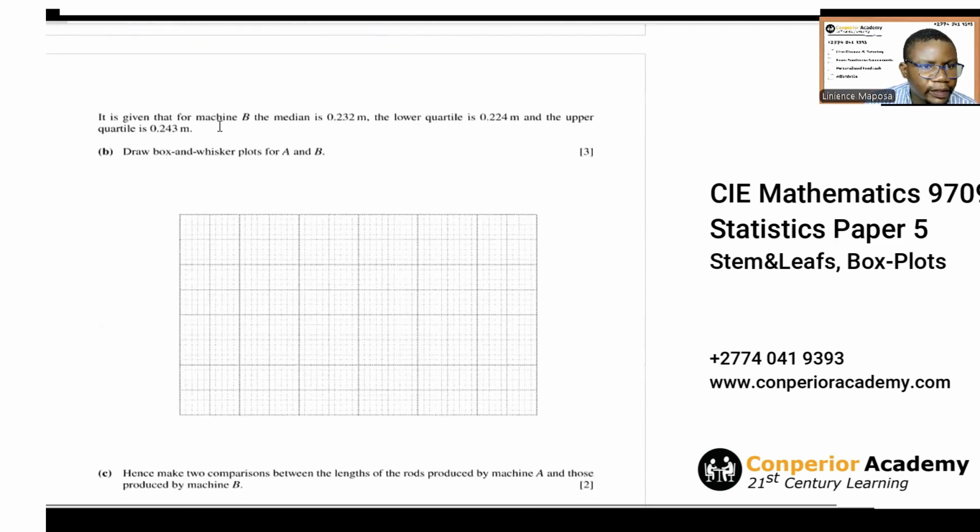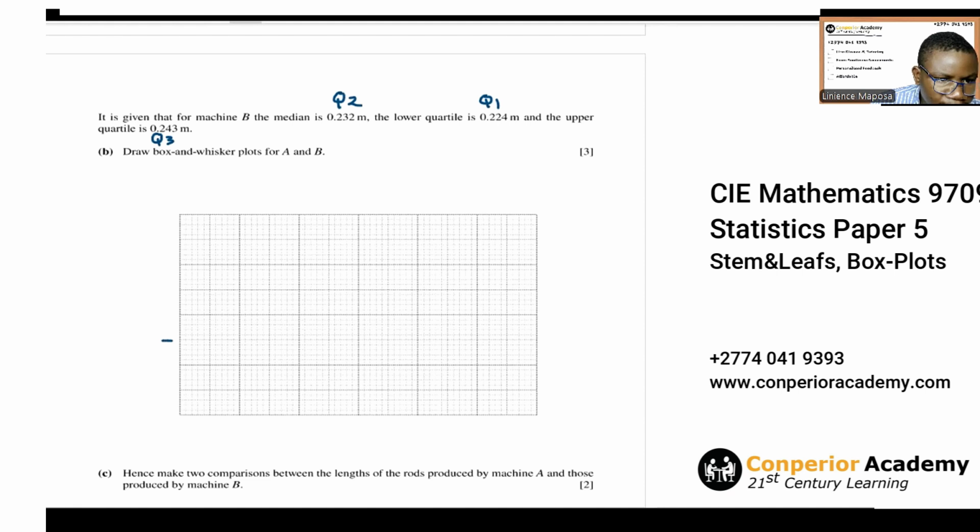Then they say it is given that for machine B, the median is this. Okay, so Q2 is this. The lower quartile, this is Q1, and the upper quartile, this is Q3. Now, draw box and whisker plots for both machines, that is machine A and machine B. Remember, you're going to need all your data, Q0 and Q4, you can get from the stem and leaf. So decide where you're going to place the box and whiskers.